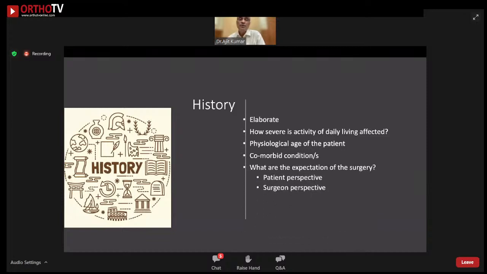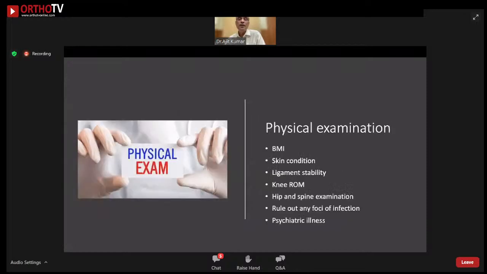And of course, what is the expectation the patient has from this surgery, and whether the surgeon will be able to address the patient's demands. So all these are very vital in the history taking. Now, coming to the physical examination, it's important to assess the physique of the patient. The body mass index, anything over 35 to 40 has poorer outcomes and more complication rates.